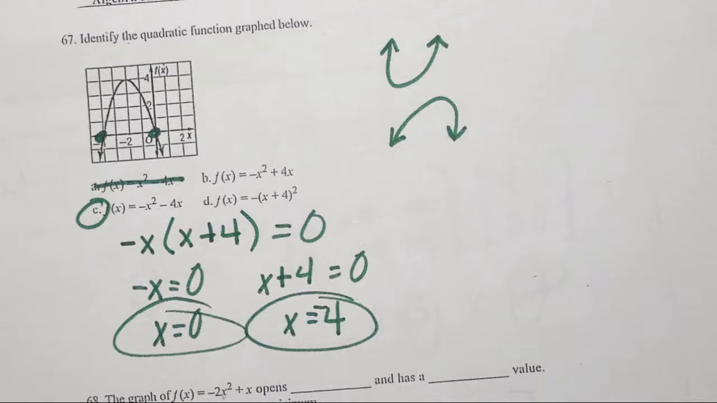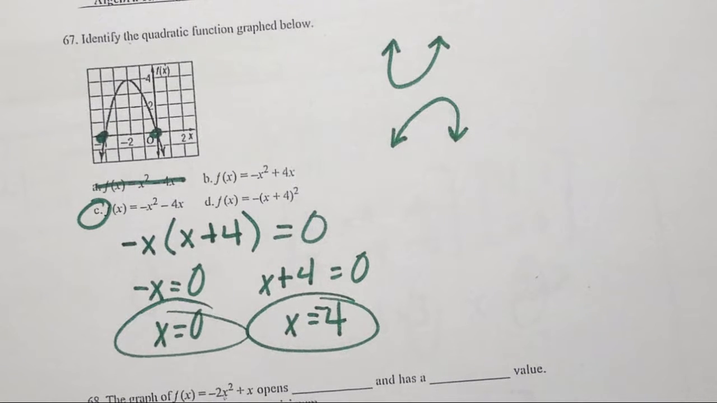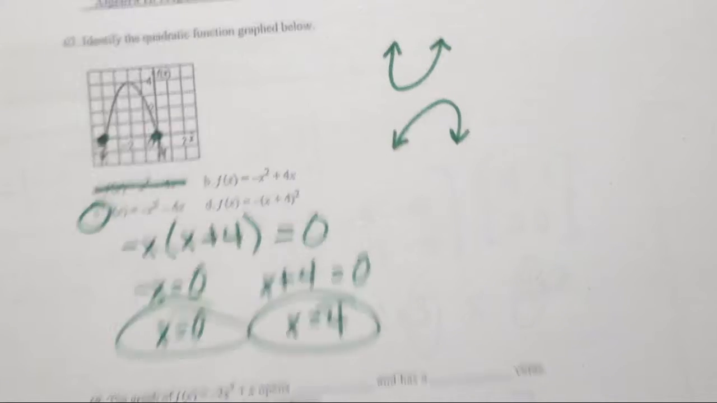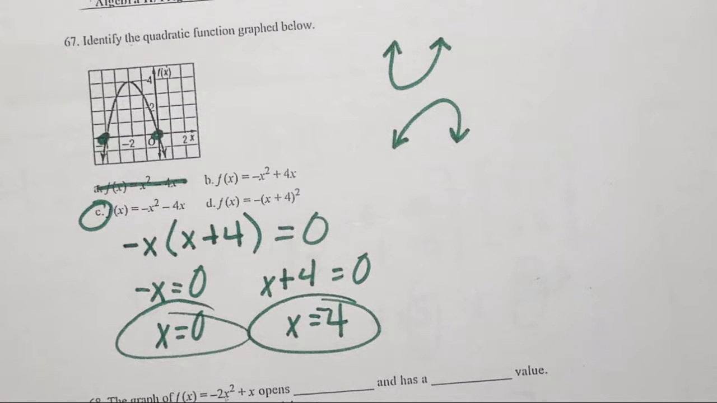Goodness gracious. But Jessica is right. The easiest thing to do is just to graph and then compare the graphs to the one we're given and see which of these equations gives you the right graph. She is correct.